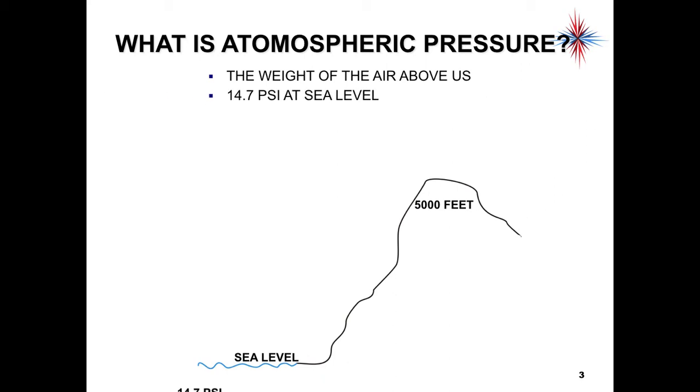Okay, air weighs 14.7 psi at sea level. So if you're working in a state such as Florida, which is almost at sea level or just slightly above, your atmospheric pressure is going to be 14.7 psi. Now, as you go to higher elevations, the atmospheric pressure becomes less and less as you go up because there's less air above you. So the weight of the air at 5,000 feet above sea level is only 12.25 psi. Okay, so again, as you go up, the atmospheric pressure changes.